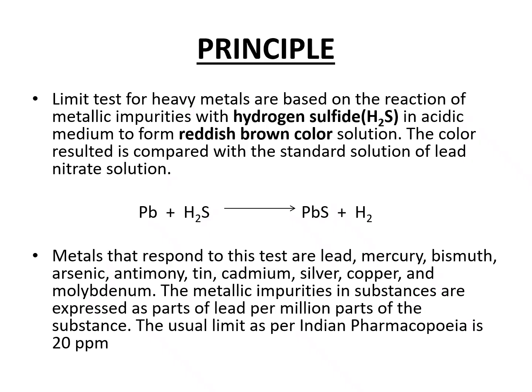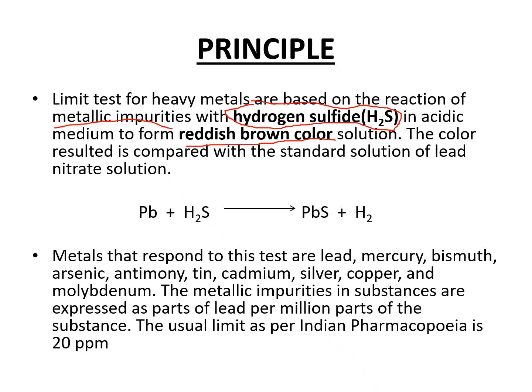Next, the principle behind the limiters for heavy metals. Here the metallic impurity, that is our heavy metal, reacts with hydrogen sulfide. Hydrogen sulfide is a reagent that we are adding. It reacts with hydrogen sulfide in the presence of an acidic medium to form a reddish brown color. So we are comparing the intensity of this reddish brown color of the test with that of the standard.